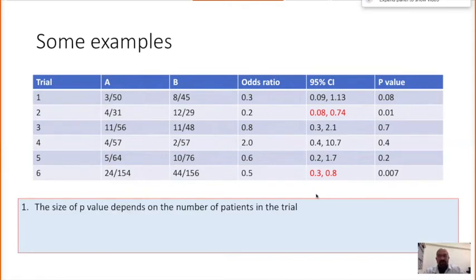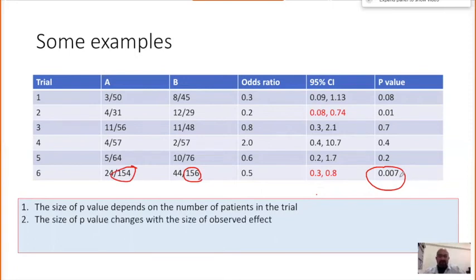4 points I want you to remember about the p-values. So the p-value depends upon the number of patients in the trial. So you see here, the p-value was 0.007 because this trial was extremely big. It was the biggest trial of all these. So they had a lower p-value, no problem with that. And the size of the p-value also changes with the size of the observed effect. The size of the observed effect means the level of the odds ratio.